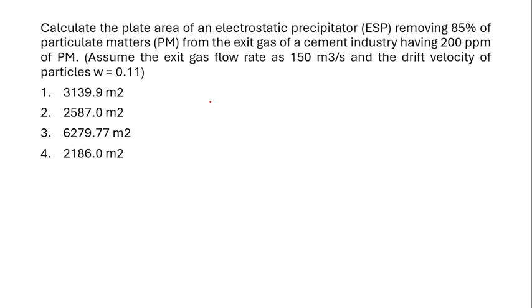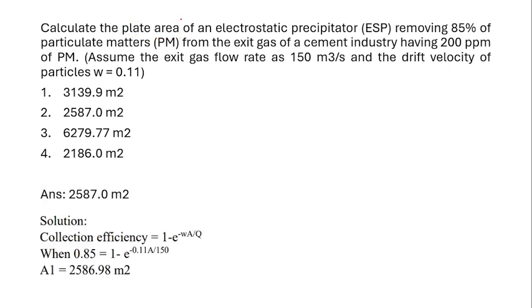The next question is, calculate the plate area of an electrostatic precipitator, ESP, removing 85% of particulate matter from exit gas of a cement industry having 200 ppm of particulate matter. Assume the gas flow rate as 150 meter cube per second, drift velocity of particle as 0.11. So the drift velocity is given, flow rate is given, and the removal efficiency is also given. The question asks to find the collecting plate area, which is Ac. The right answer is 2587.0 meter square.